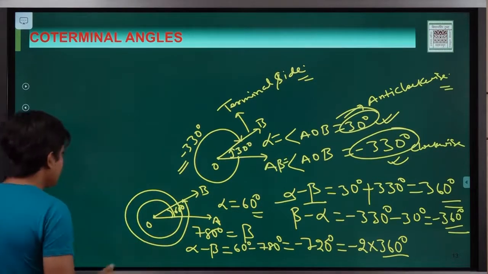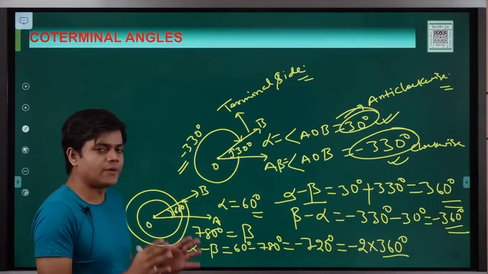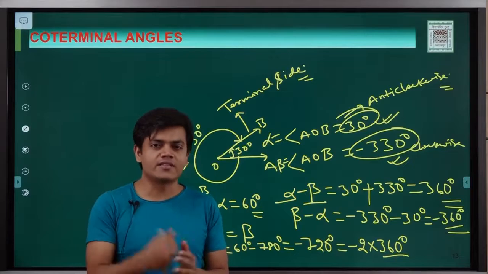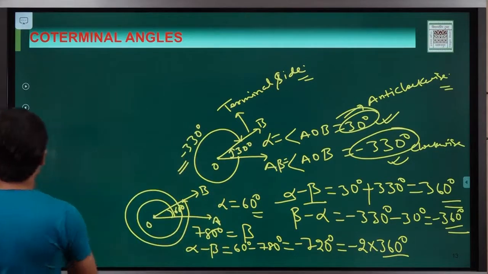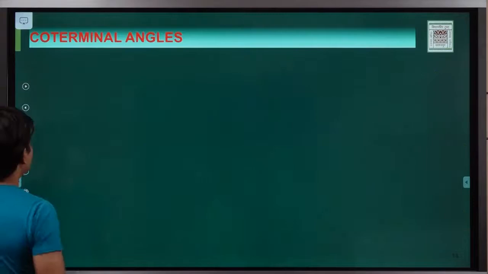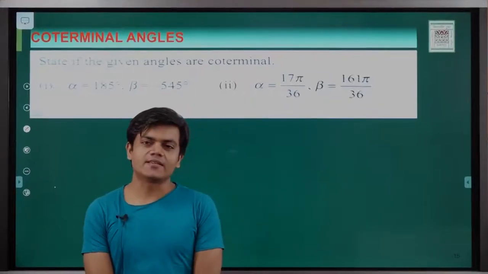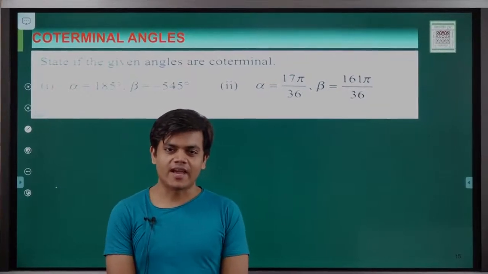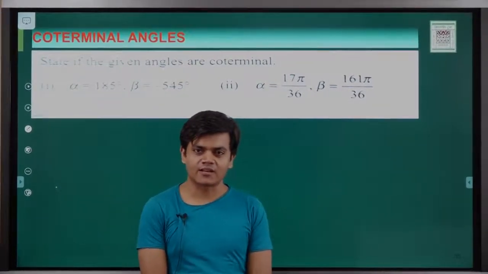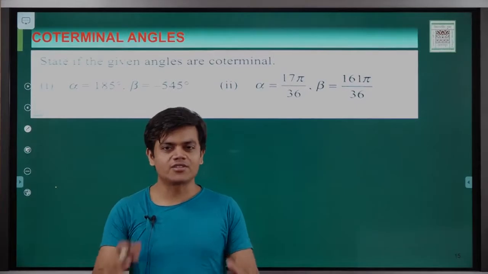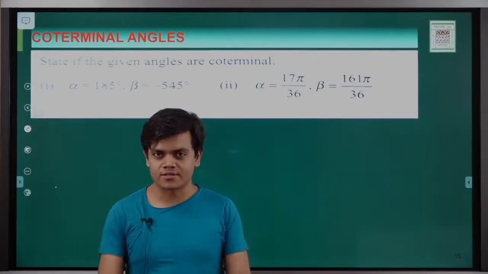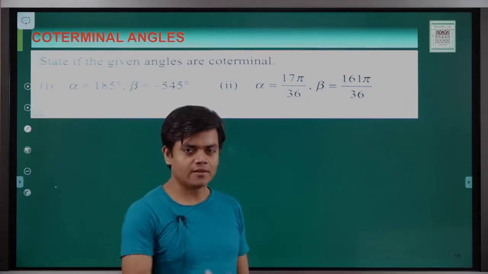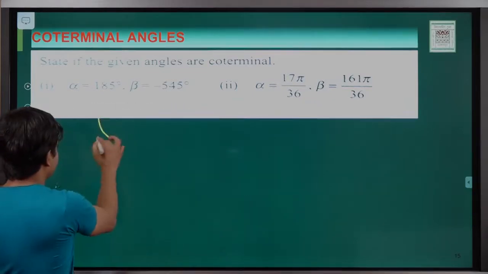So if you are asked whether two angles are coterminal or not, we will see their difference. We have seen that if the difference between two angles is 360 degrees, or a multiple of 360 degrees, then we say the angles are coterminal angles. For example, first of all, we have the angles.